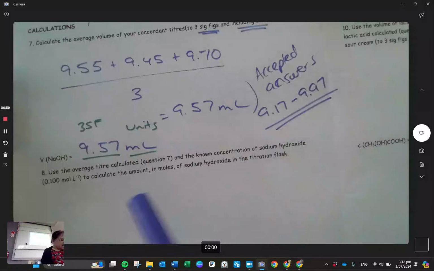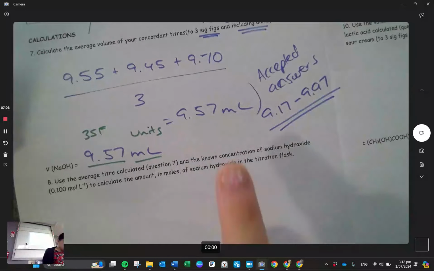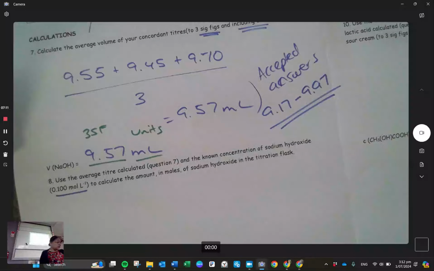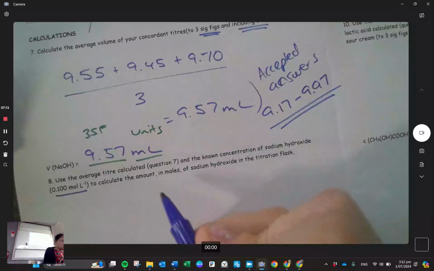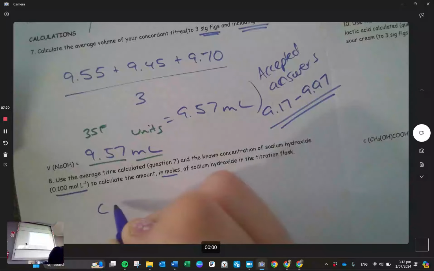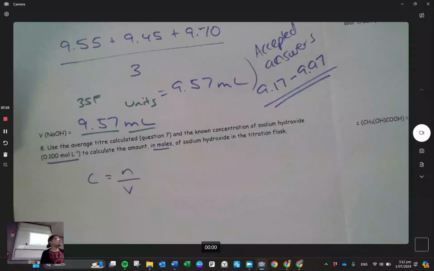All right, so I have my volume here. They want you to use the average titrate that you calculated in question 7 and the unknown concentration of sodium hydroxide, which they've told me is 0.01 moles per liter, and calculate the amount of moles of the sodium hydroxide that I had in my flask when I did that titration. So concentration is equal to n divided by V. That's my equation, which I think I gave you guys somewhere else. I'll give it to you again. It's usually written on the pieces of paper.